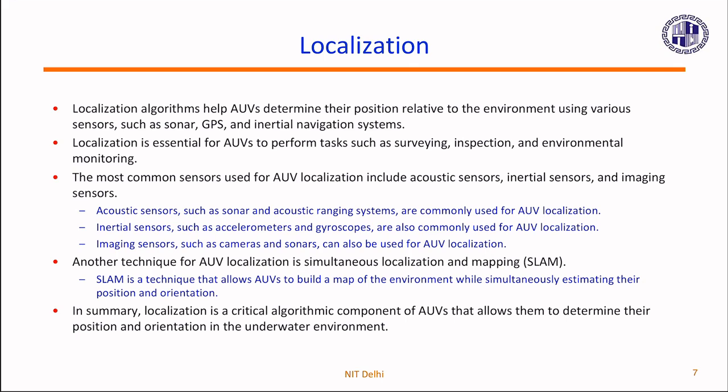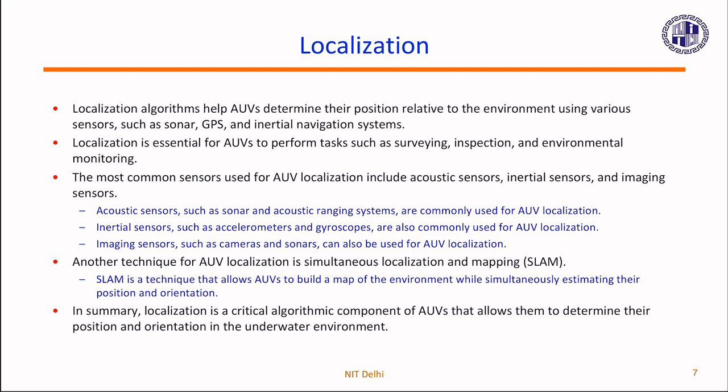Inertial sensors such as accelerometers and gyroscopes are also commonly used for AUV localization. These sensors measure the AUV's acceleration and angular velocity respectively, and can be used to estimate the AUV's position and orientation using techniques such as dead reckoning or Kalman filtering. Inertial sensors can provide accurate localization information in the absence of external reference, but may suffer from error due to sensor drift.